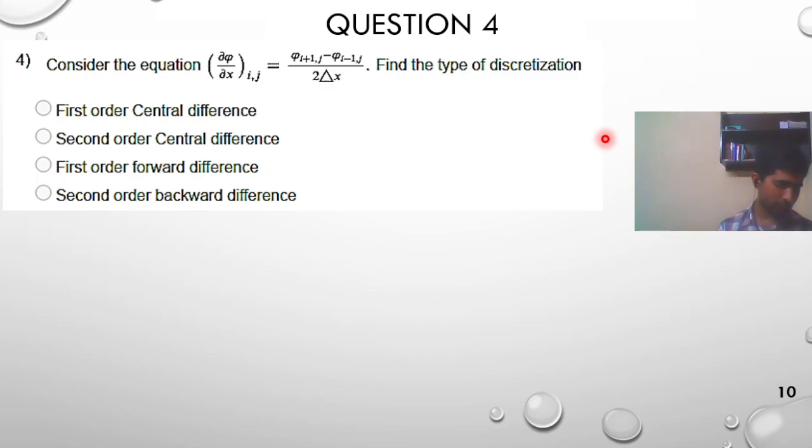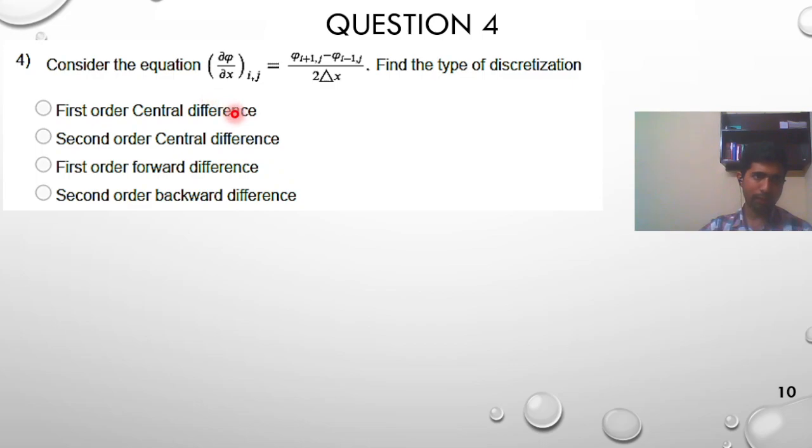Okay, I see two answers. B, second order central difference. See, one thing is quite clear, that it is a central difference because we have both I plus 1 and I minus 1, right? So we have both left as well as right stencil at I comma j. So it is a central difference. If there was only I plus 2, I plus 1 and all, it would be forward difference. If there was only I minus 1, I minus 2, it would have been backward difference. So it's a central difference.